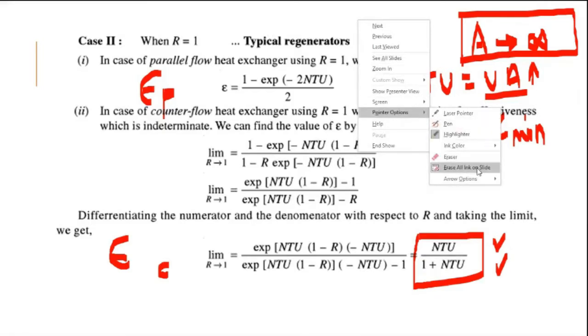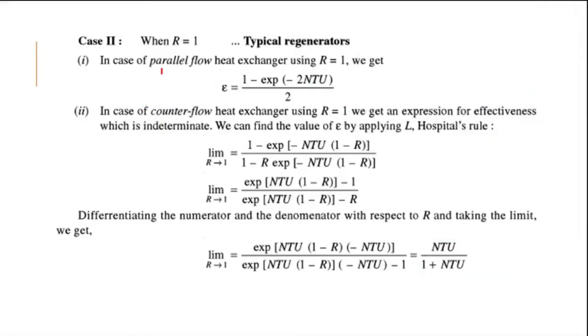So here what we get is, for a parallel flow, if we are using a heat exchanger of infinite size, this NTU term is going to be very high. If NTU is tending to infinity, the effectiveness of this parallel flow heat exchanger will be equal to 1 minus e to the power minus 2 multiplied by infinity, whole divided by 2. Is that equal to minus infinity?